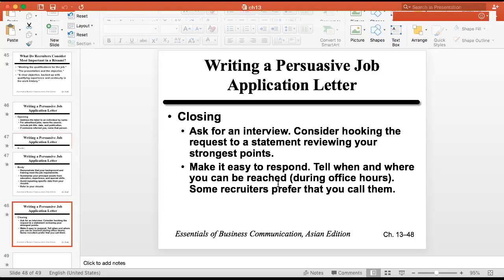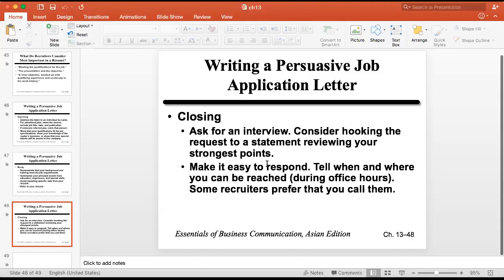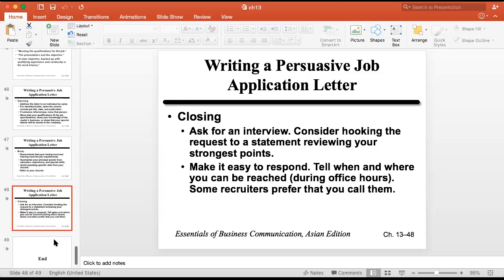Tell when and where you can be reached during office hours. Some recruiters prefer that you call them. Basically, this is covered in your resume. ठीक है, वैसे जॉब जो हमने अभी मारिया का लेटर पढ़ा था उसमें उसका एड्रेस लिखा हुआ था. You can give your email and you can give your phone numbers in the cover letter. Otherwise, they are already a part of your resume, basically.